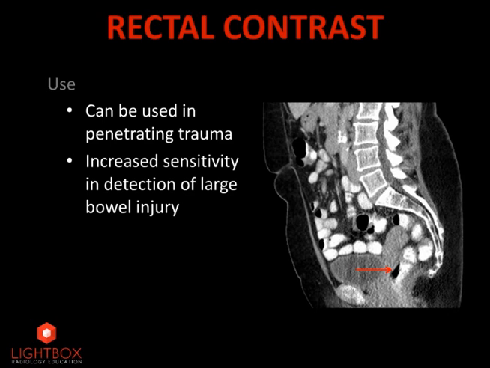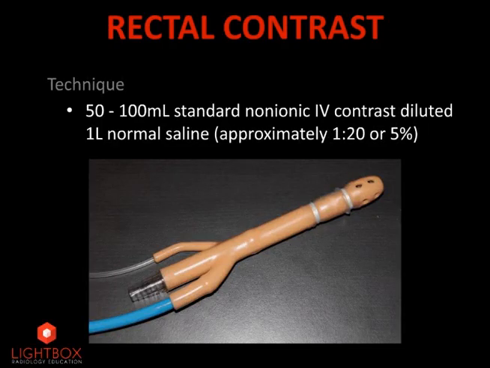Rectal contrast may be useful in identification of a sinus or fistula. It may also be administered to assess for a penetrating injury of the rectum. Typically, 1 litre of diluted contrast is introduced via a rectal tube under gravity.